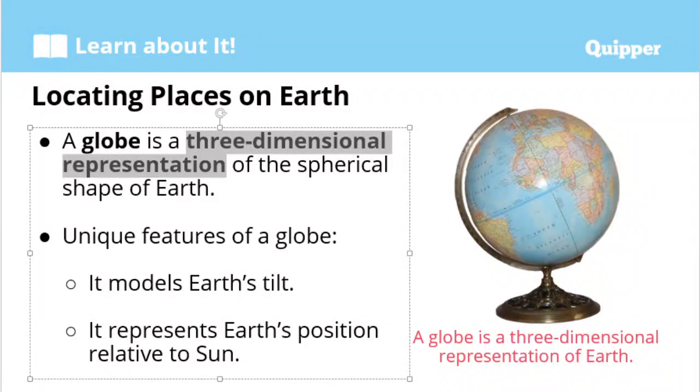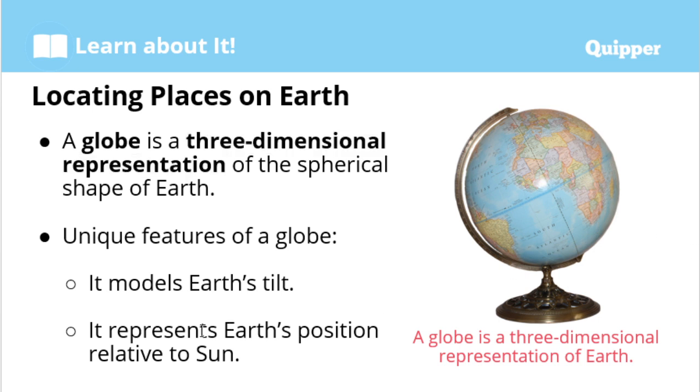Now the same as your globe, you get to see here in your globe, no? 3D po yung globe kasi kung ano yung itsura ng Earth, spherical po siya. And you get to see that's almost an actual representation of the Earth and the different places found inside Earth. So unique features of your globe, it models the Earth's tilt even, no? And represents Earth's position relative to the Sun. Which is, as opposed to your map, you cannot do this one.